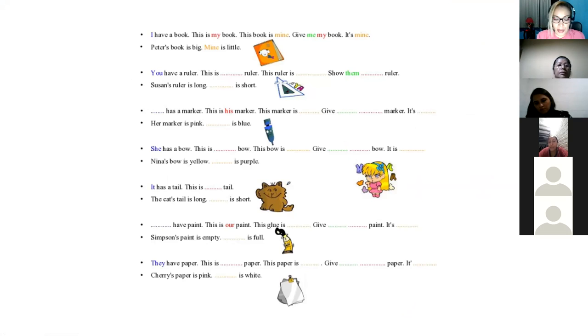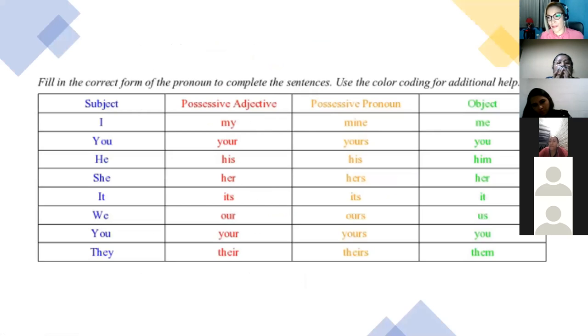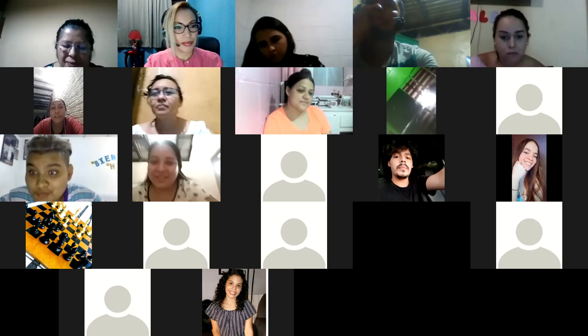Bueno, hicimos el primer ejercicio usando la clave de los colores. Y pensando de quién es el objeto, o a quién pertenece, o quién es el sujeto del que estoy hablando. ¿Sintieron más fácil viendo la clave de los colores? Yeah, it is easier, teacher, but I believe that I can dominate this one.